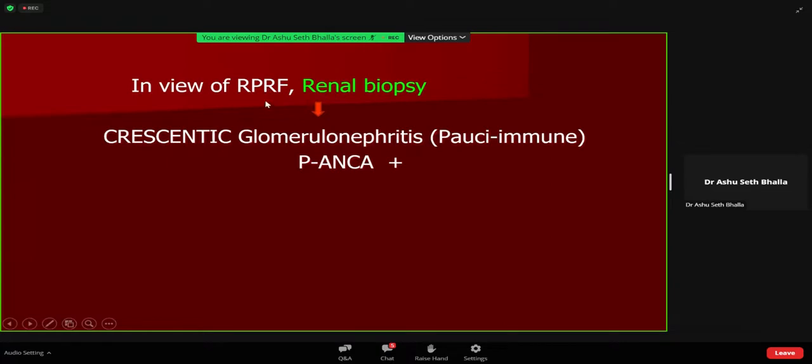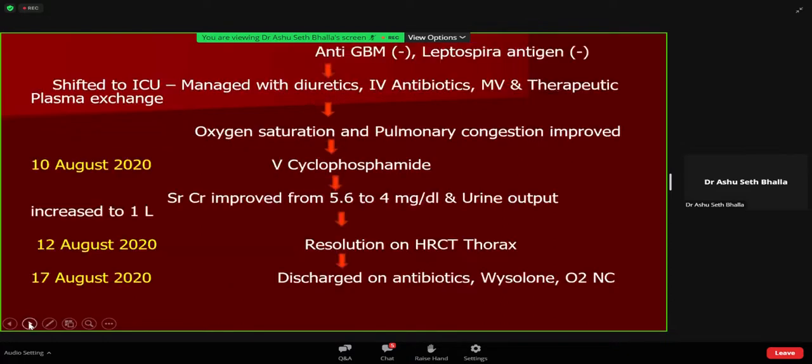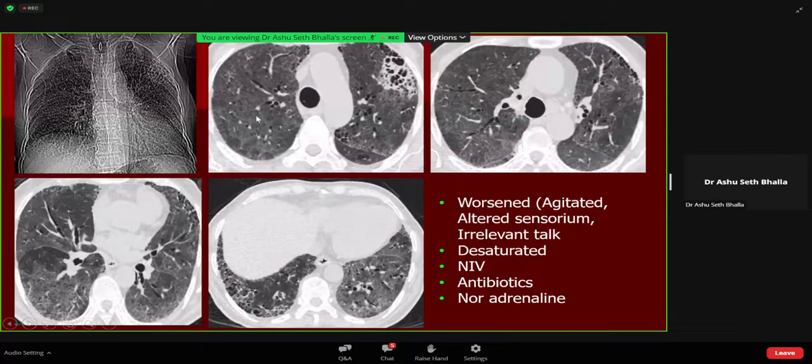We have an RPRF, which is rapidly progressive renal failure. We have pauci-immune glomerulonephritis, which is ANCA positive, and it was an ANCA-associated vasculitis, which was labeled as MPA. We already saw that MPA tends to have diffuse lung involvement, unlike GPA, which tends to have more focal lesions. Then the patient received standard first-line immune suppression, etc., and is treated.